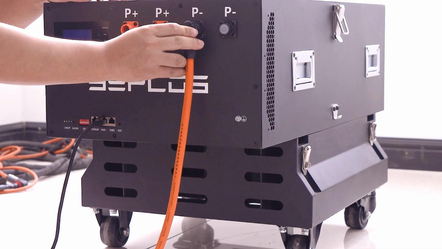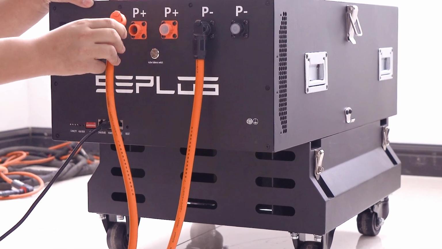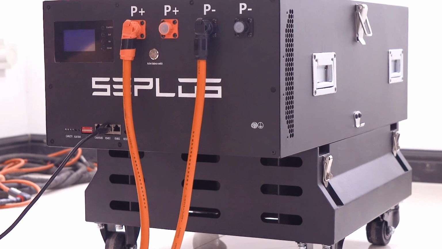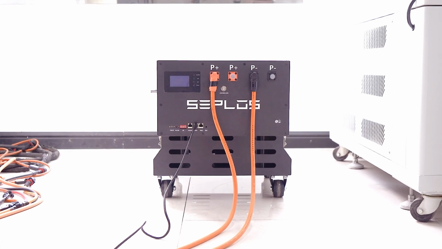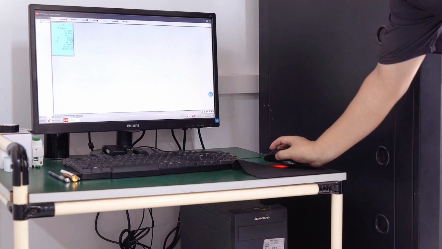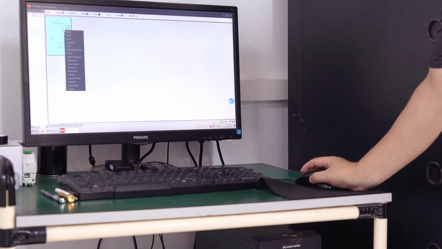Now we connect the battery with the aging machine and charge the battery. Now we start the aging machine charging the battery.